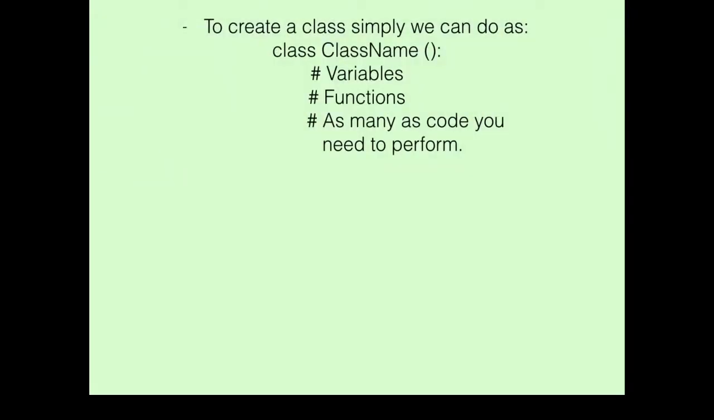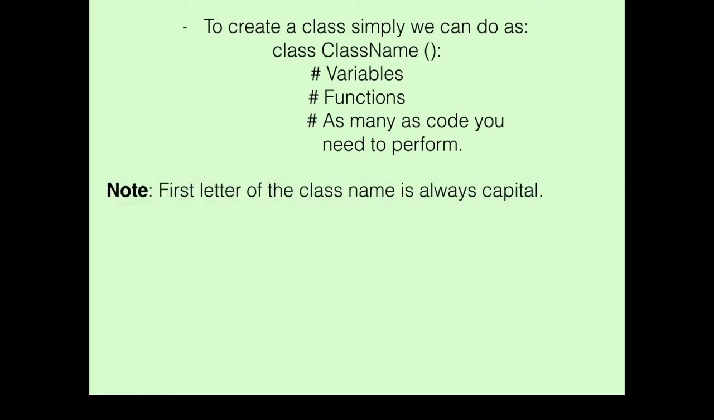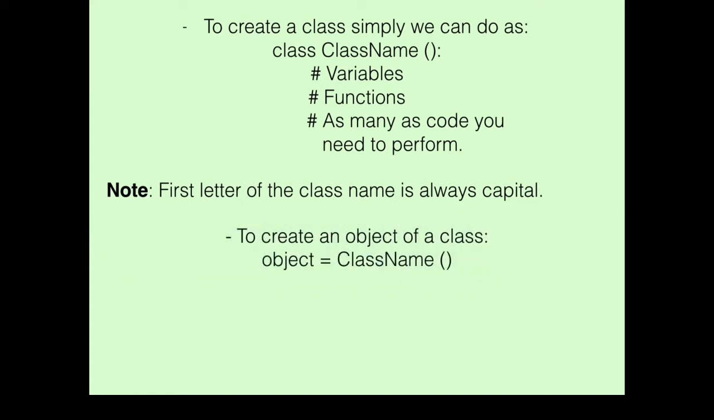To create a class, simply use the keyword class, your class name, parentheses, colon. Then you can put your variables, functions, and as much code as you need. Note, the first letter of the class name is always capital. To create an object of a class, write your object name equals your class name, parentheses. See the next lecture to know how to create a class object.